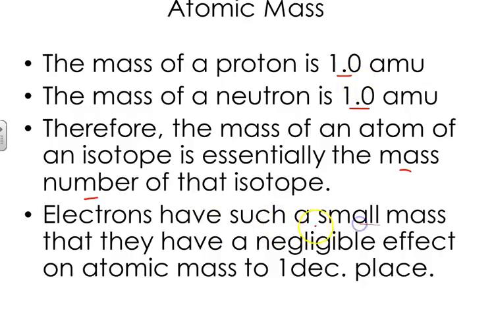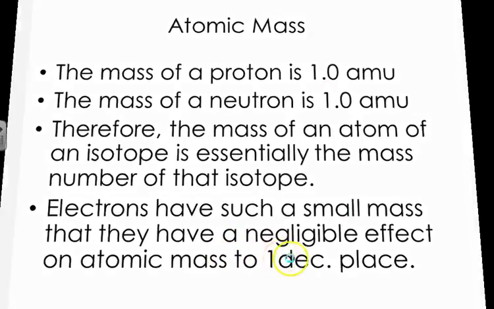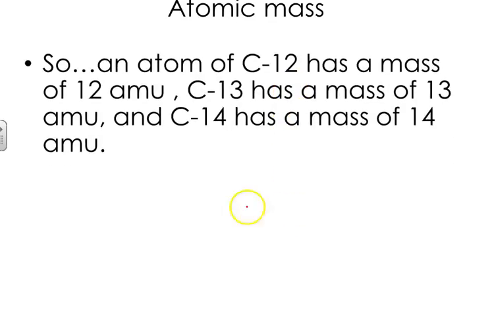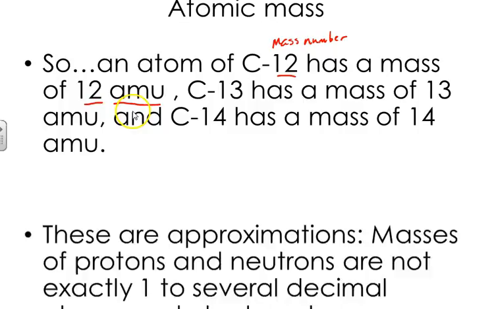Electrons have such a small mass that they have negligible effect, and we generally will not consider them when we're considering atomic mass. So, an atom of carbon-12 has a mass of 12 AMUs, an atom of carbon-13 has a mass of 13 AMUs, carbon-14 has a mass of 14 AMUs. In other words, the mass number of the isotope is the same as the relative atomic mass in AMUs.